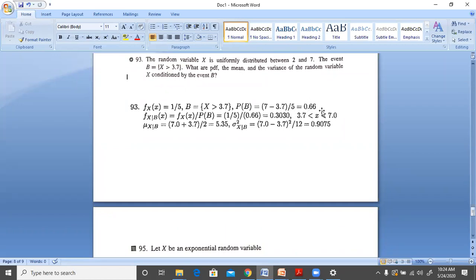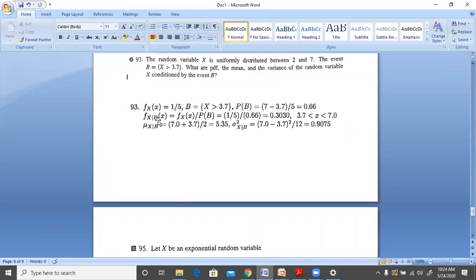So we should divide the quantity of fxx by the pb, which is 0.66, to get the conditioned PDF. Conditioned PDF is unconditioned PDF divided by pb. So 1 by 5 divided by 0.66 in the range which corresponds to the b itself, that is 3.7 to 7.0. And that turns out to be 0.3030, right?